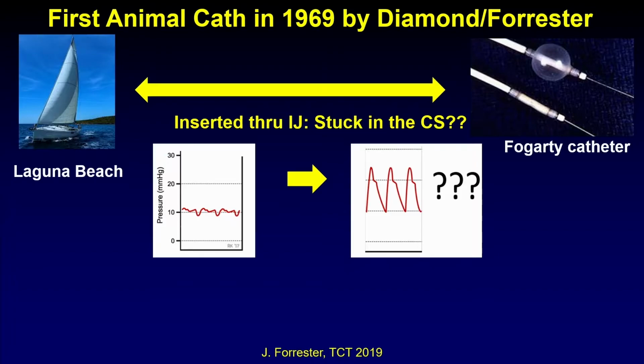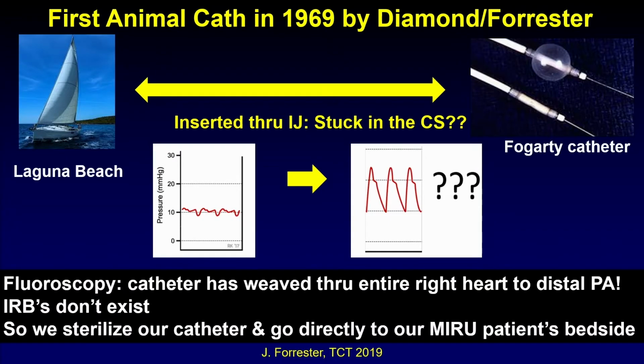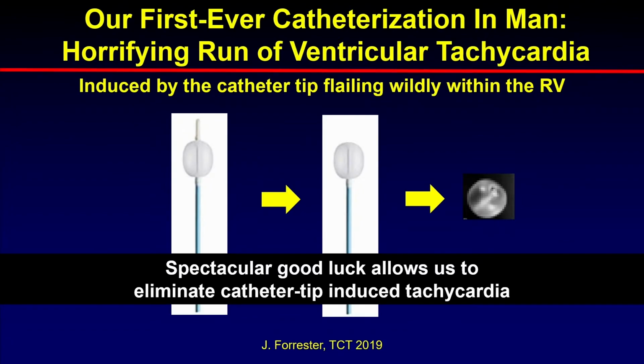And in those days, there was no IRB, there was nothing like that. So what they actually did is they sterilized the catheter, went to their medical ICU, and did it in a patient. It's literally unbelievable, but the story is amazing. And sure enough, what happened? The patient had a horrific run of VT because the catheter looked like the one on the left, not the one on the right, which was the modification putting the balloon at the tip so that it would be a little more stable.